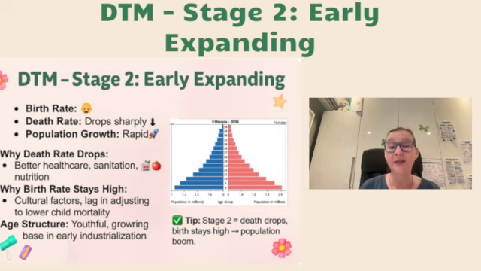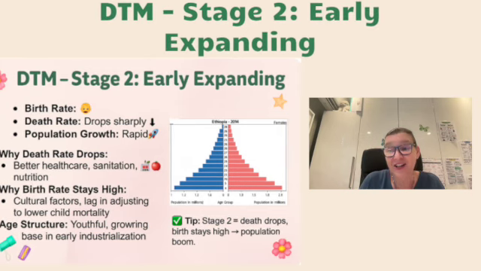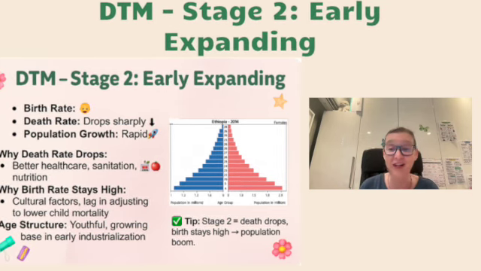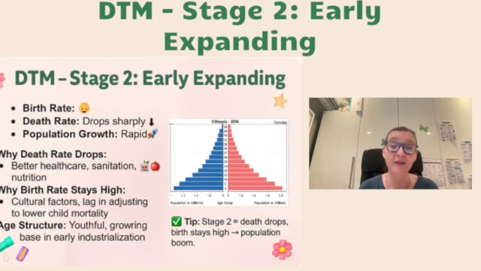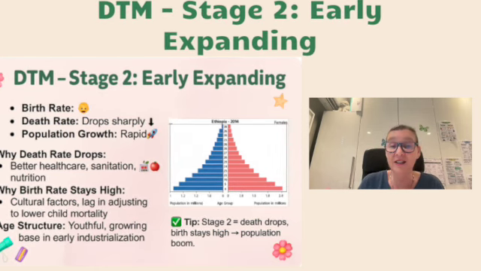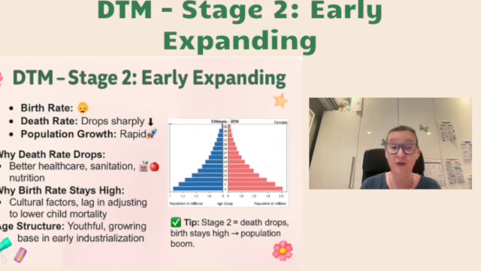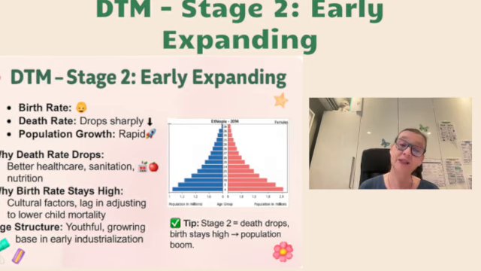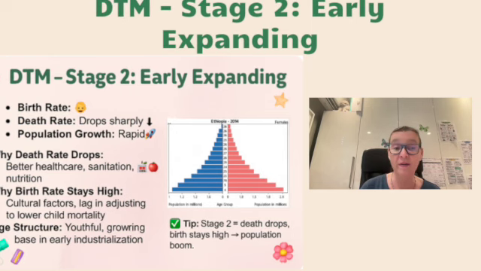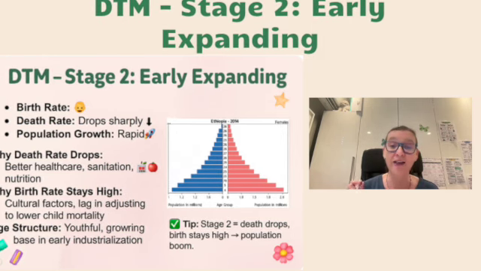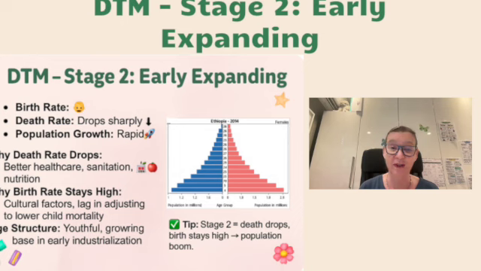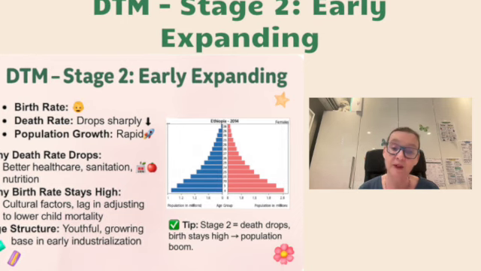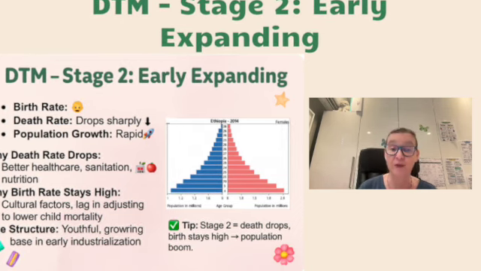Why? Well, because cultural habits take time to change, right? Families are used to having many children, partly because of tradition, and partly because they're still expecting some children may not survive, even though survival rates are improving. So that means that stage 2 countries often have a young, growing population, and we call that a youthful age structure. You can see it clearly in the population pyramid for Ethiopia in 2014.